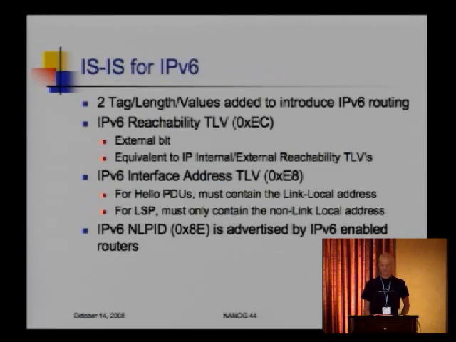Okay, so we've got two TLVs added to introduce V6 routing. Basically this ISIS is multi-protocol. It's just a case of adding another protocol to it. So we add TLVs to handle IPv6. We've got the V6 reachability, and we've got the V6 interface address.